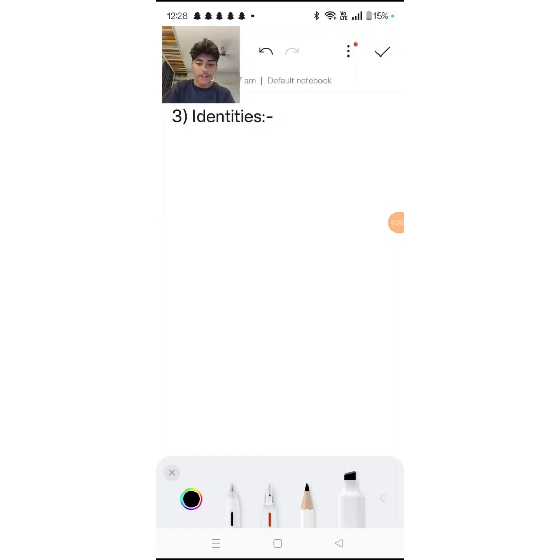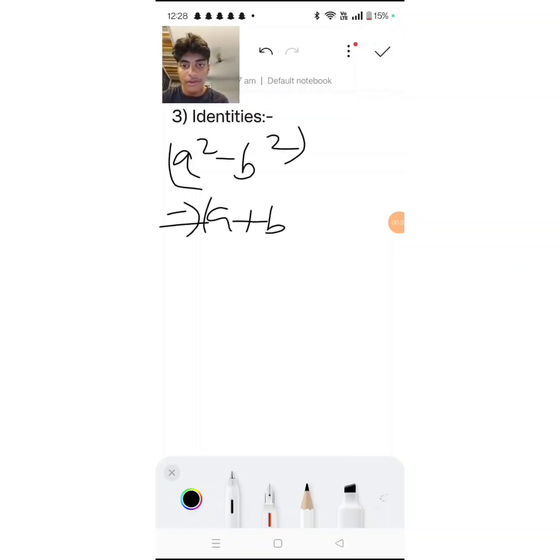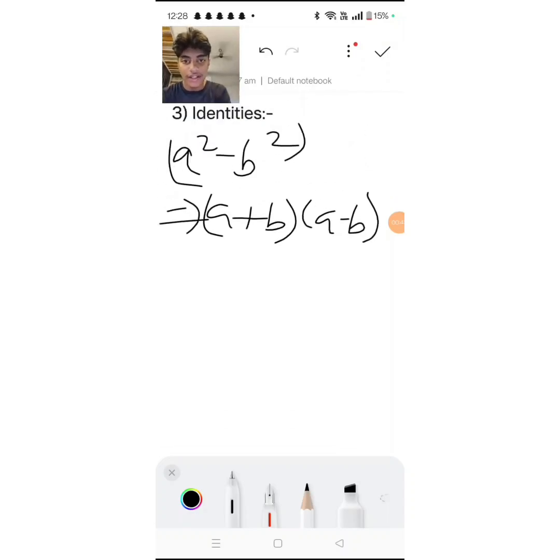So another important concept that you learned in grade 9 is identities. You learned various kinds of identities and how to apply them in your algebra chapters. So let's just recap a few of them. We have a square minus b square, which is just equal to a plus b, a minus b. This is a very important identity that you're going to be using even in your trigonometry grouping sums in grade 10. That's why I'm just giving you a recap.